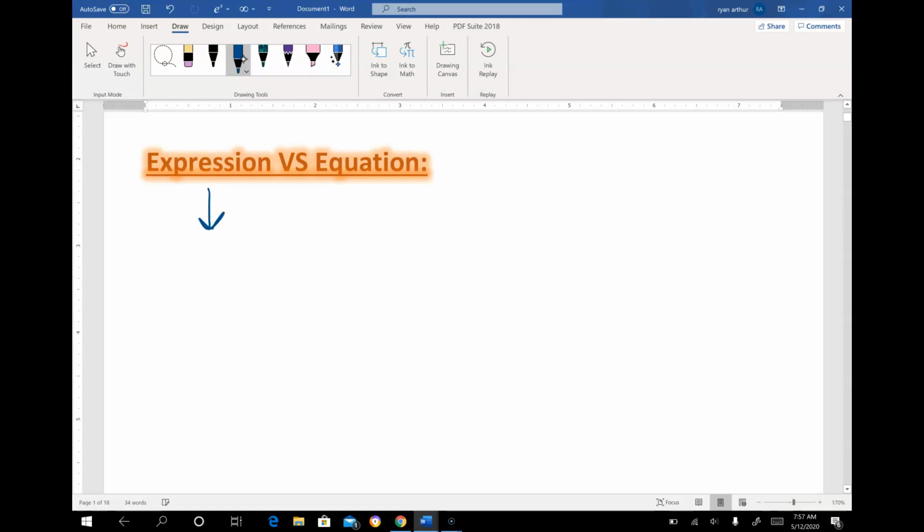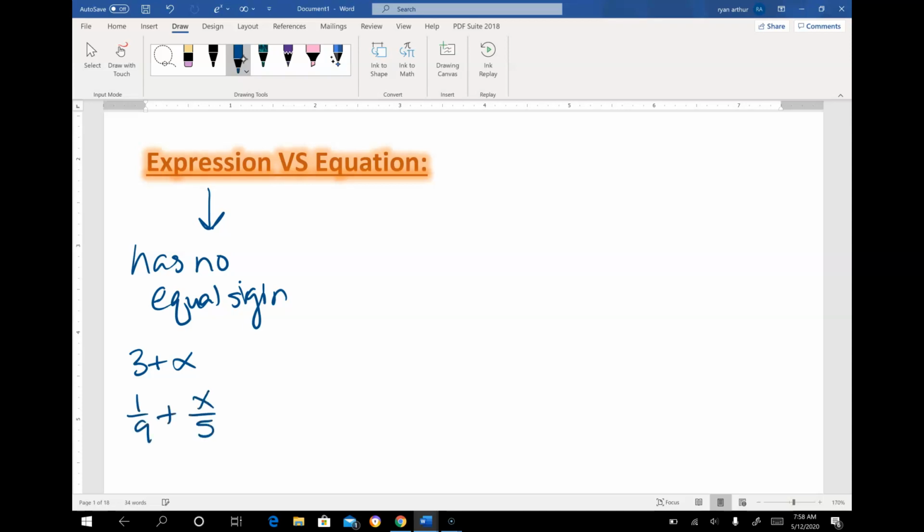An expression, there's more complexity to it, but an expression is something that has no equal sign, basically. So an expression is just where you're saying 3 plus x. That's an expression. Or 1/9 plus x over 5. Those are all expressions. You can even subtract. You can say 5x minus 3. That's an expression. There's no equal sign. An equation has the equal sign.